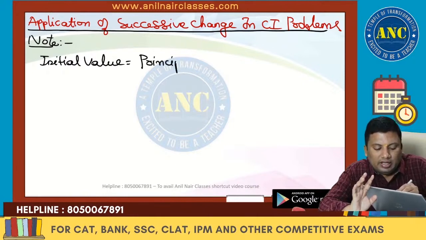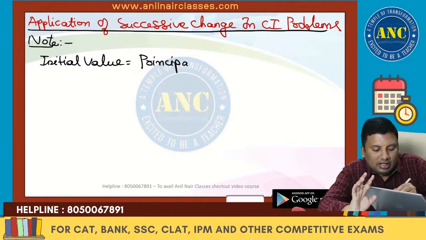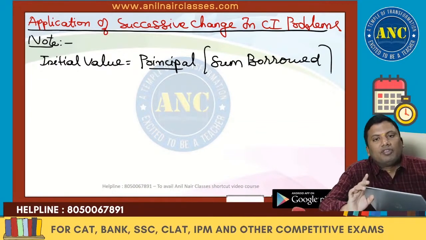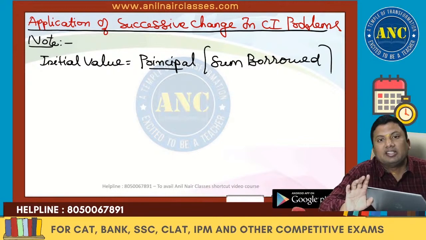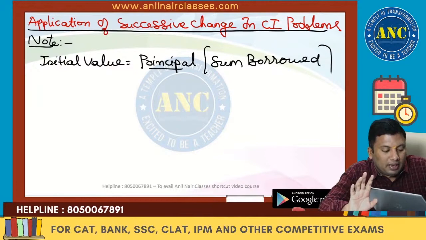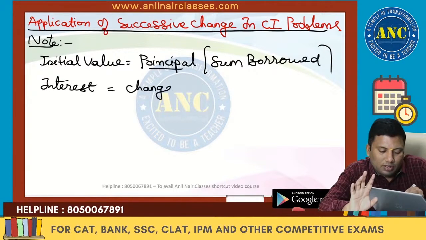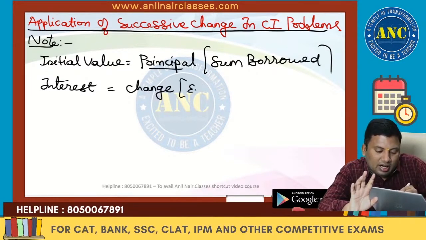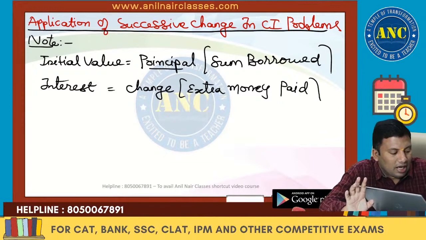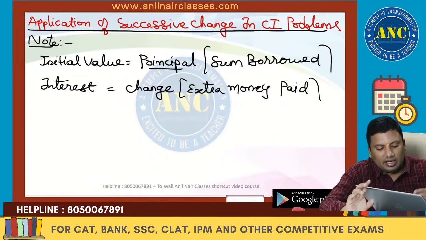Principal is nothing but the sum borrowed. I need some money. I went and asked my friend for help. He gave me some money. The money which should be in someone's pocket, it is in my pocket. That sum borrowed is nothing but principal. Interest is nothing but the change, the extra money I paid, because I am using somebody's money for a certain period of time.